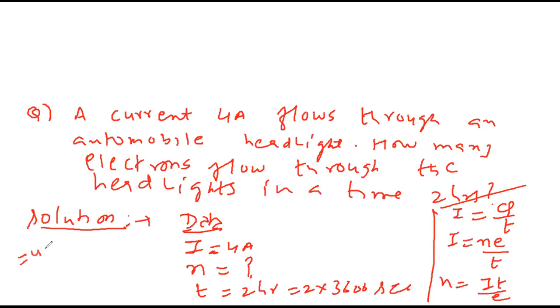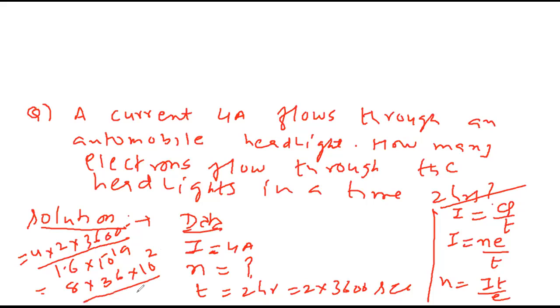I means 4. Time is given 2 into 3600 seconds. Charge of 1 electron is 1.6 into 10 raised to minus 19. 4 2s are 8 into 36 into 10 raised to 2, upon 1.6 into 10 raised to minus 19. This much you all have followed? Yes, sir. Yeah, please copy. Then I'm creating the space for further solution.